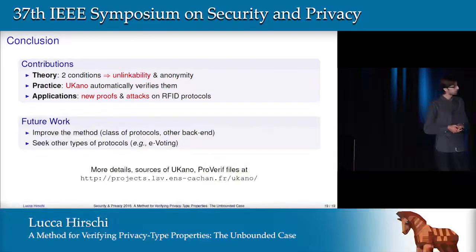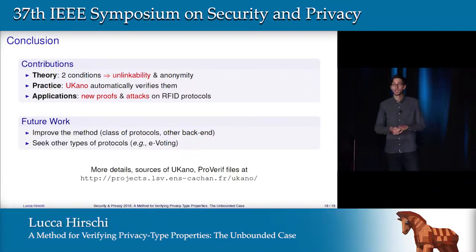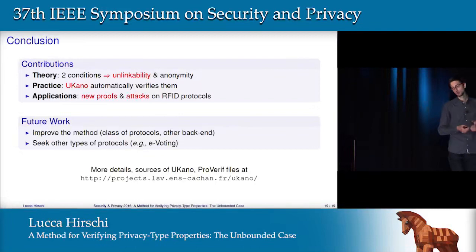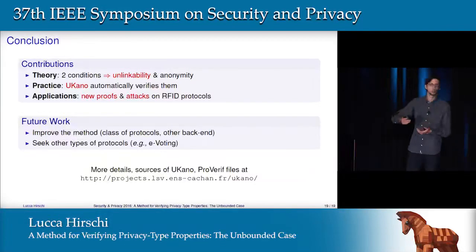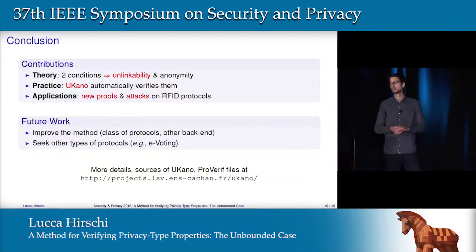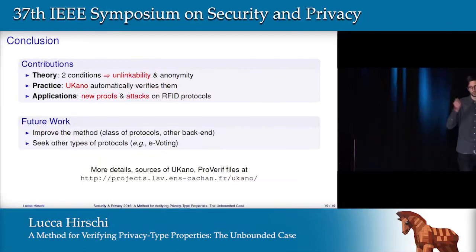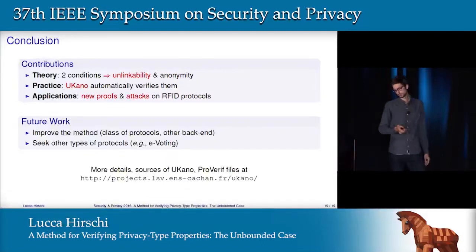Now, future works. So first, we'd like to improve that method by extending the class of protocols we can deal with, and by using other tools as backend instead of ProVerif. And second, we seek other types of protocols, other areas where we could reuse the core ideas of this method to develop similar but new techniques to verify privacy type properties. Maybe e-voting could be a possibility. Maybe you have better ideas. And I would be happy to discuss that if you have ideas.